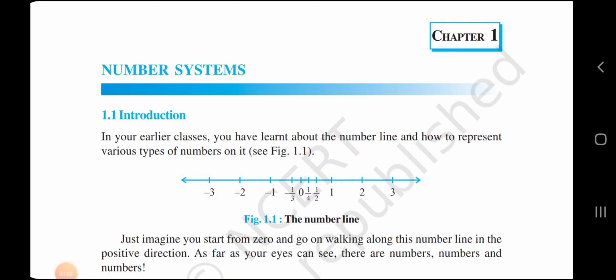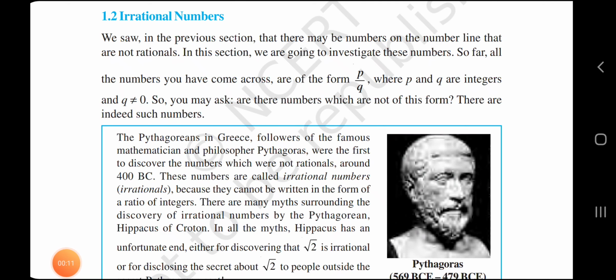Hello, good morning students. In the last lecture we learned about rational numbers, irrational numbers and real numbers. The numbers which can be represented in the form of p by q, where p and q are integers and q is not equal to 0, are the rational numbers. Irrational numbers are the numbers which cannot be written in the form of p by q, where p and q are integers and q is not equal to 0. Means the numbers other than rational numbers are irrational numbers.